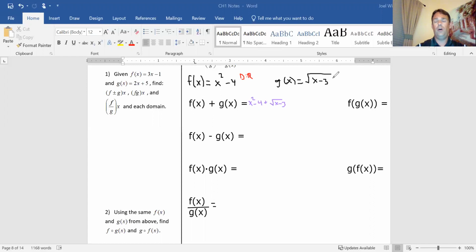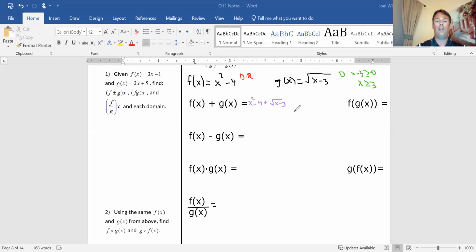And the domain on the second one, okay, notice I have a radical on this one. So that means automatically I have a domain that I'm going to have to carry through to every single problem. So x minus 3 has to be greater than or equal to 0. That means my domain for every single problem is going to have to start off with x is greater than or equal to 3. Now, no matter what happens, I will always start there. Now, I may add to it. There may be other domains that I have to deal with, but it always has to have that domain.